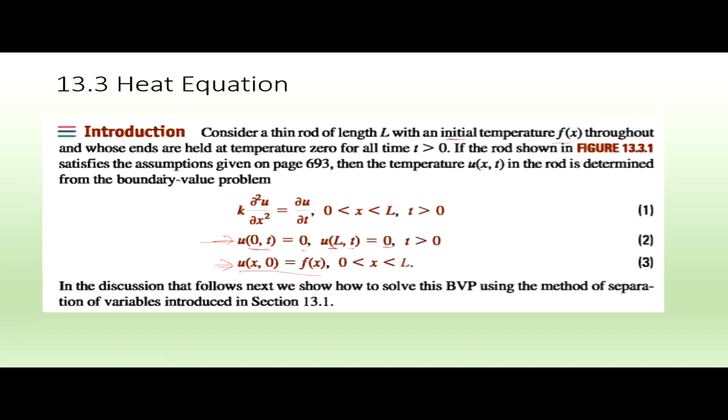The rod shown in the figure satisfies the assumptions given in the page. So we have seen some assumptions of the heat equation that are satisfied for this given rod. So now the temperature u of x comma t in the rod is determined from the boundary value problem given here. This is the equation of the one-dimensional heat. Now we are going to solve this one as a boundary value problem for the given conditions.